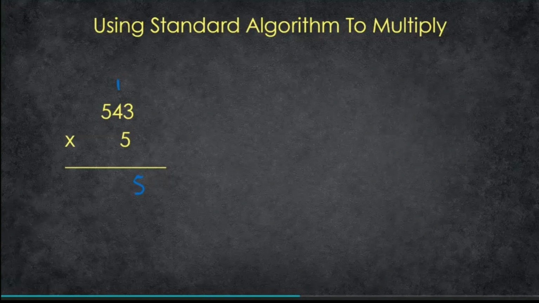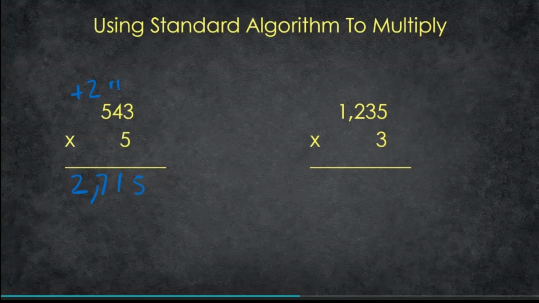Now we're going to go ones to tens. 5 times 4 plus that 1 we shifted over. So 5 times 4 is 20 plus 1, 21. I'm going to regroup. And then again, ones to hundreds. 5 times 5 is 25, plus that 2 is going to be 27, and then we'll add our comma for the thousands. So my product of 543 times 5 is 2,715.